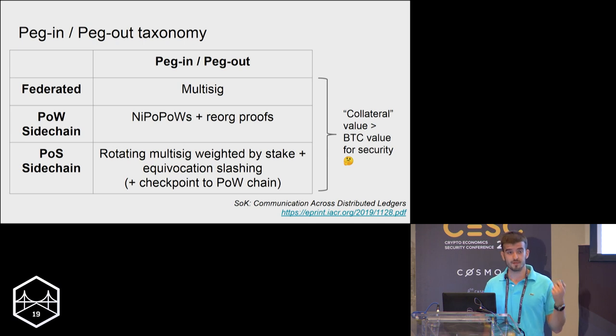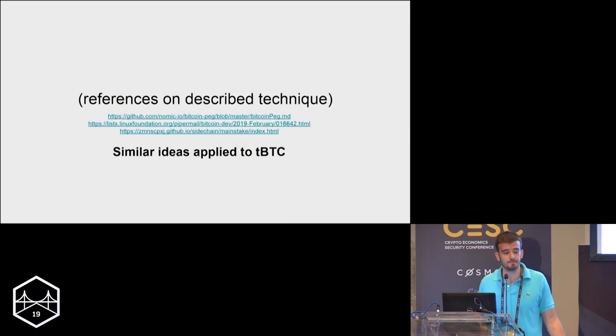So if you have more to lose than what you have put in the sidechain, sure. But you cannot rely on that. Capital, firstly, is very, very expensive. And secondly, what if... these are some references on this. And we were working on TBDC, which also takes ideas from this setup.